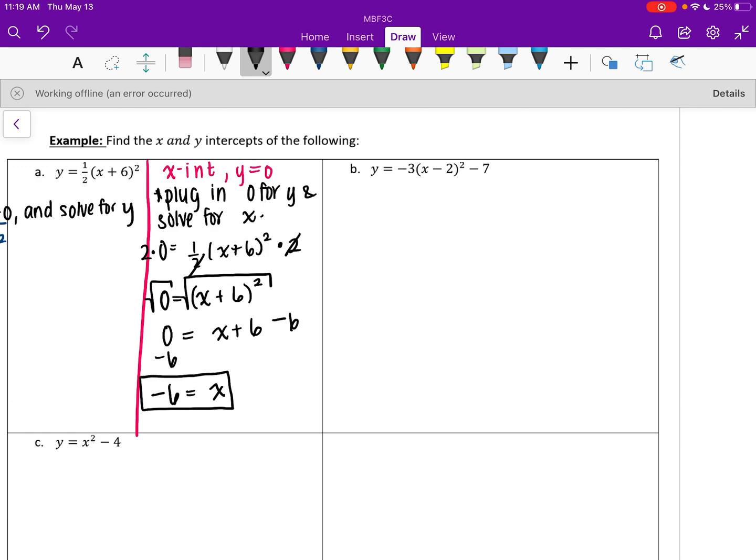And I know my y is already 0. So my point is, therefore, the x-intercept. This only has one solution. The x-intercept is negative 6 and 0.